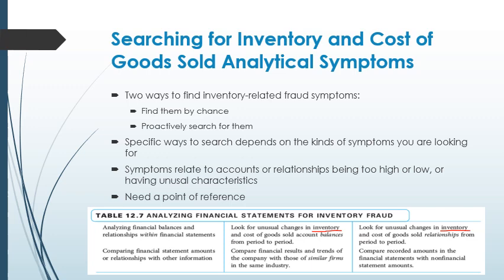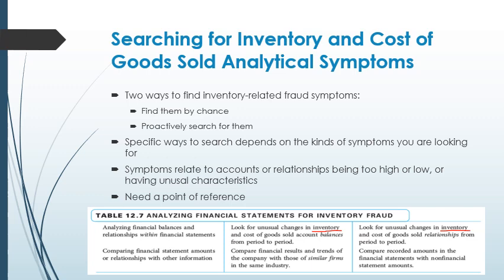So in searching for inventory and cost of goods sold analytical symptoms, there are 2 ways again to find these, which is finding them by chance or proactively searching for them. And specific ways to search depend on the kinds of symptoms you are looking for. And symptoms relate to accounts or relationships being too high or too low or having unusual characteristics. And again, you need a point of reference or some basis that recorded amounts can be compared to.